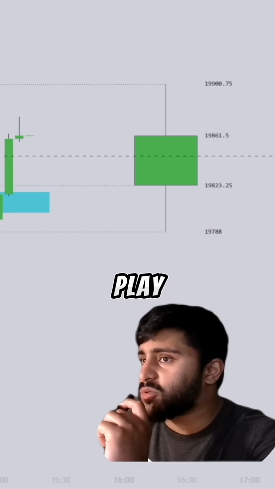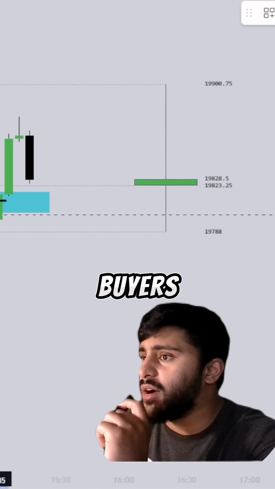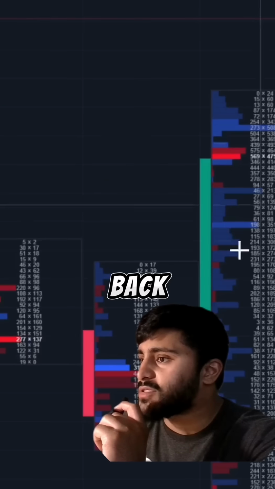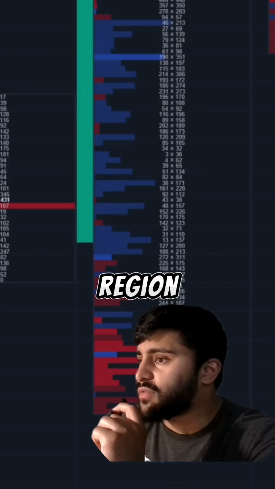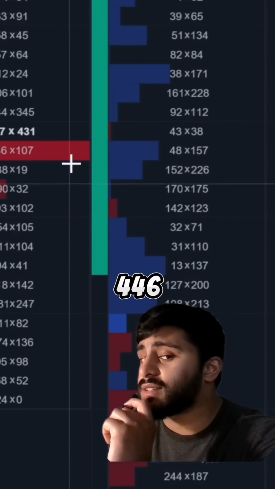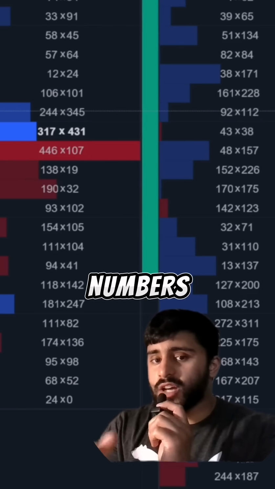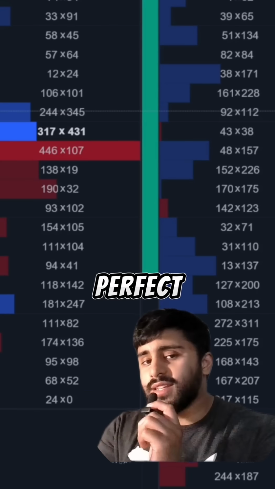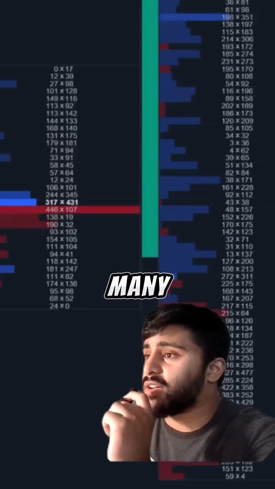So if we just continue to play price on, what we are simply looking for is buyers and sellers to behave in a certain area over here. So when we go to the regular ATAS platform and we go back to where this was actually, in this region over here, what you can see is 446 for 107. So I'm not reading all the numbers. I'm just reading the highlighted areas, which this indicator shows you so perfectly. It's a perfect indicator or a platform which tells you how many aggressive buyers and sellers there are.